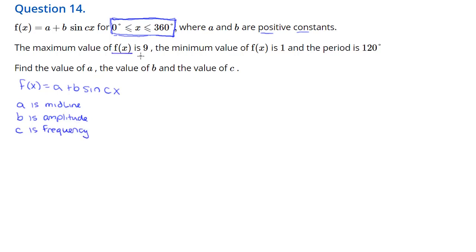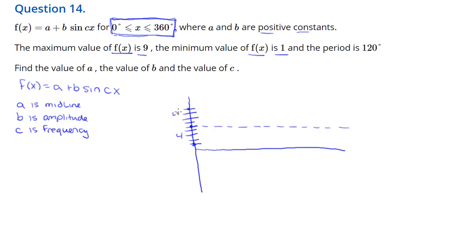And what I would suggest is we use this information they give us about the maximum and the minimum and do a little sketch. We're going to go up 9, and then the minimum is going to be 1. Well, there's 8 in between them. So if I go up 4 and then go across, that's the midline. So that gives me 4 amplitude. I check to make sure it's the same above and below the midline. So our midline is going to be at the number 5, and our amplitude is going to be the number 4.